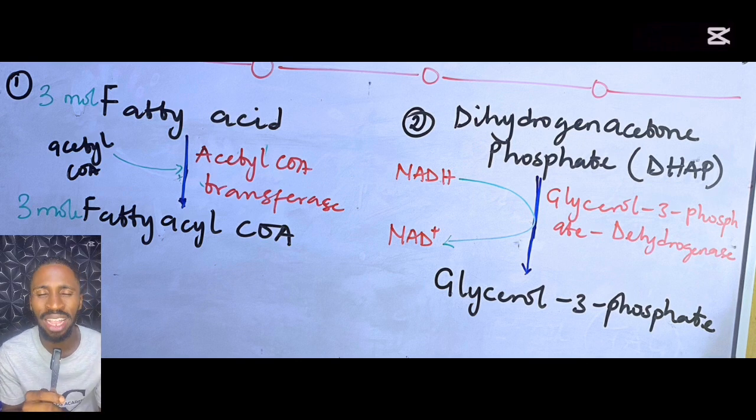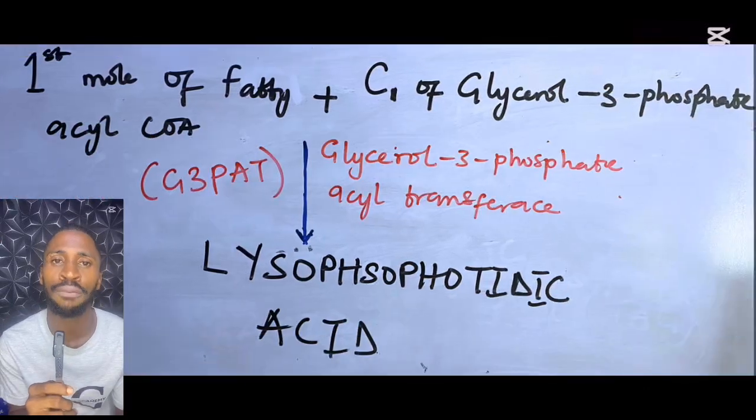So now we have fatty acyl-CoA, especially 3 moles of fatty acyl-CoA, and glycerol 3-phosphate. So the second step is to transfer the fatty acid from the fatty acyl-CoA to each carbon 1, carbon 2, carbon 3 of glycerol 3-phosphate. So how do we do this? Number one, we transfer the first fatty acid from fatty acyl-CoA to carbon 1 of the glycerol 3-phosphate.